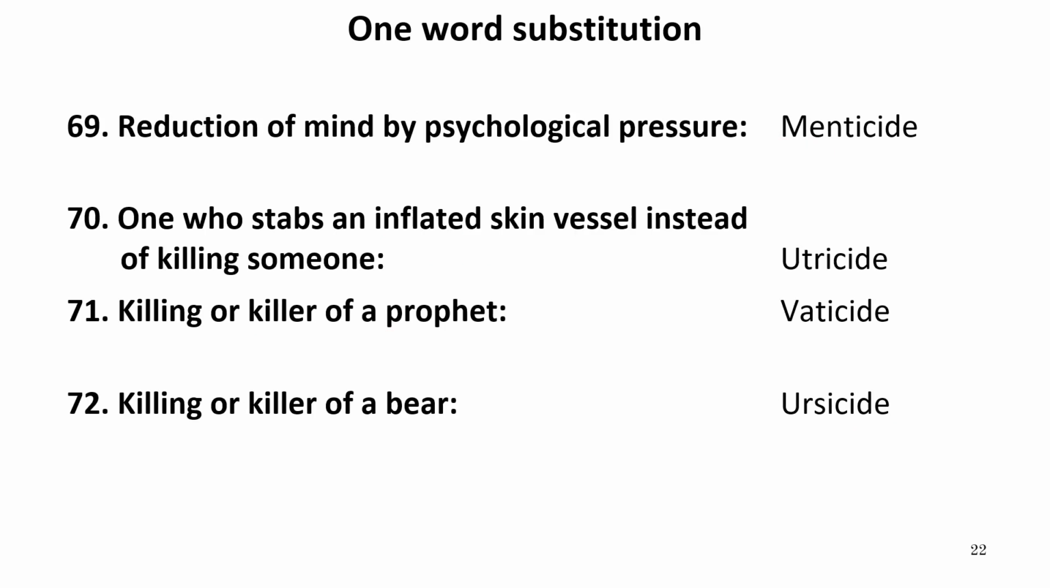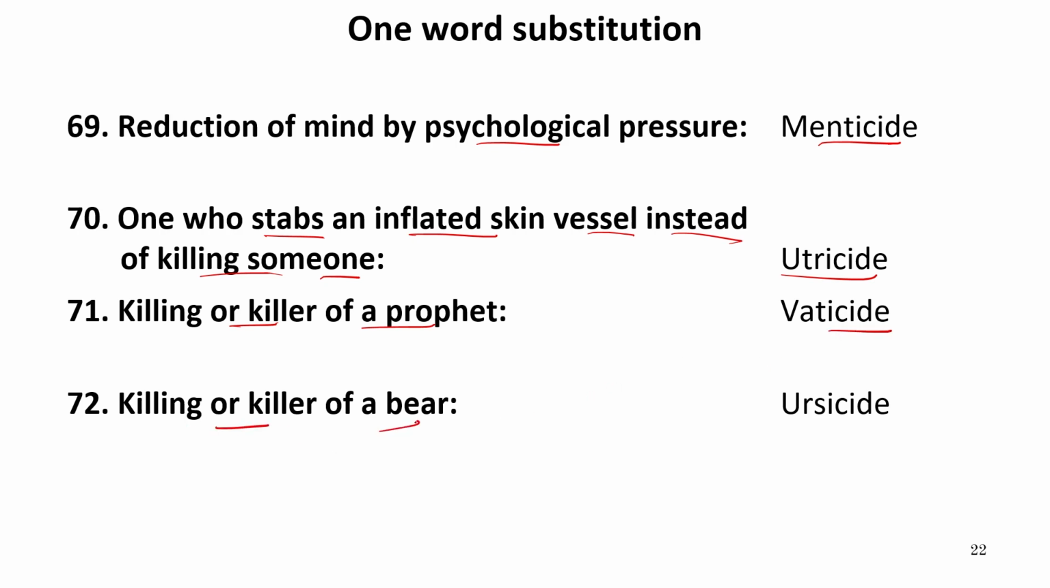Reduction of mind by psychological pressure. This is known as menticide. Now, psychological relates to mind, and mental is again a word related to mind, so that is menticide. One who stabs an inflated skin vessel instead of killing someone. This is known as utricide. Killing or killer of a prophet. Prophet means soothsayer or a fortune teller. So that is known as weticide.